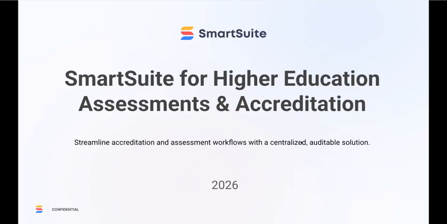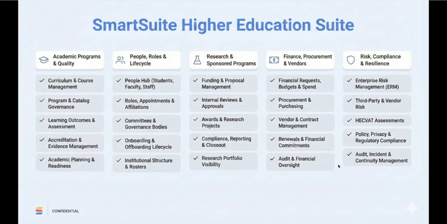Before we jump into the live platform, this quick slide shows how SmartSuite supports higher education across multiple operational areas: academic programs and quality, people and lifecycle, research, finance, and risk and compliance. Today we're focused on the academics, programs, and quality area, specifically outcomes on assessments, accreditation, reporting, and continuous improvement, where institutions need a connected system to manage assessment cycles, collaborate on narratives, and stay audit ready. Now let's go directly into the solution and see how this works in practice.